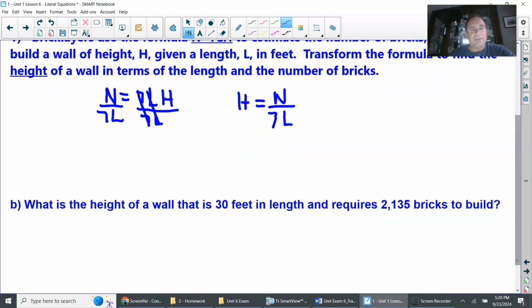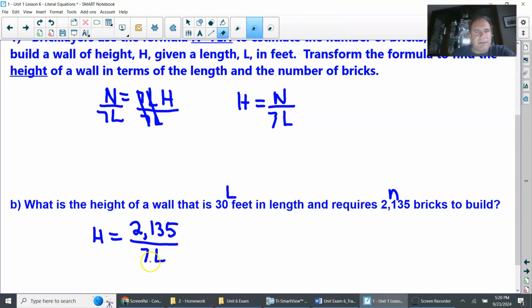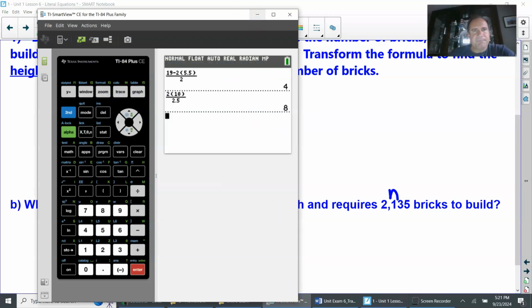What is the height of a wall? Now they want you to use your new height equation. The wall is 30 feet in length and requires 2,135 bricks. 2,135 goes in for n. This is n, and this is L, obviously in length. 7 times L. I put L and I didn't put 30, so just put the 30. Just like that. All right.